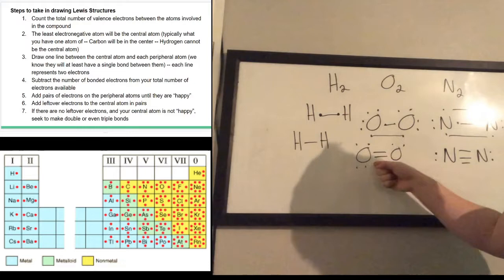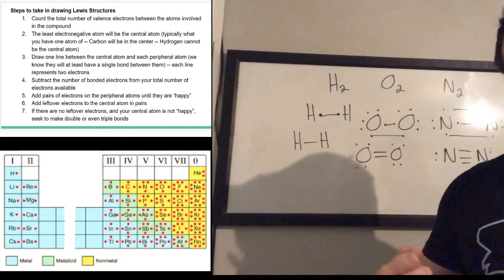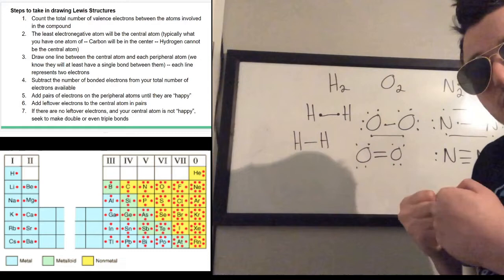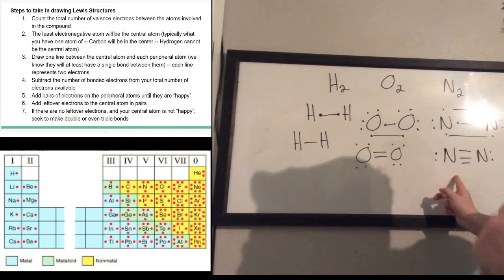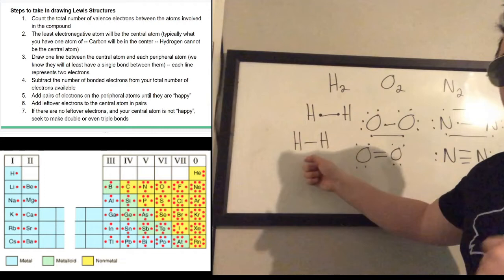Obviously, if we put more bonds between two atoms, that's more electrons invested, therefore it is a stronger bond. And the stronger your bond is, the closer, the tighter they can hold their bonding partner together. So the more bonds you have, the shorter your entire bond actually is. So nitrogen, with its triple bond, is the strongest bond. It is also the shortest bond. And hydrogen, only having a single bond, is actually the longest bond.